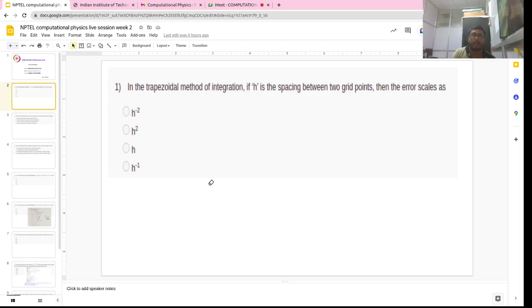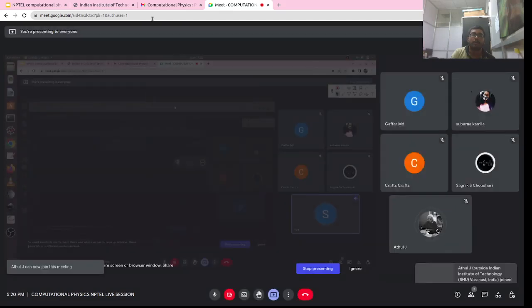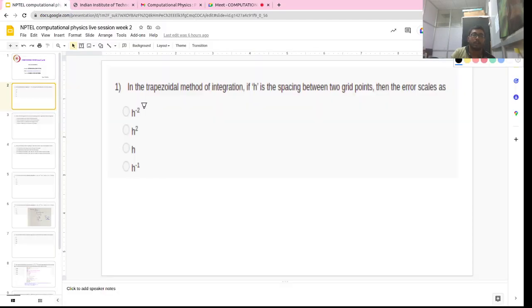Okay, sir. Yeah, so we can have two options. The first one is h inverse, and another one is h to the power minus 2, correct? So these two can be our options, this one and that one, right? Yes. Yeah, so in this case the error actually scales as h to the power minus 2.